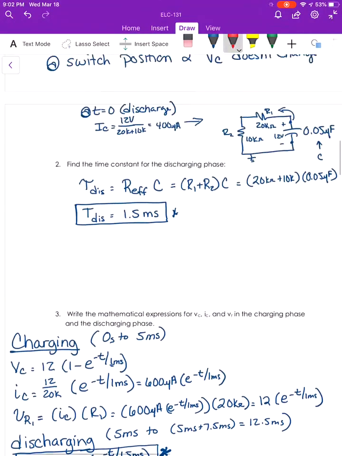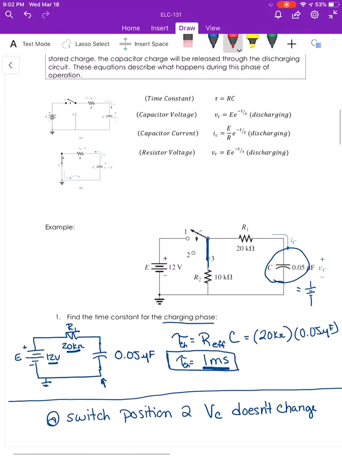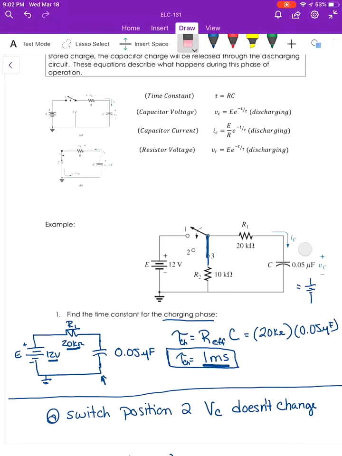Let's look at that. In the charging phase, notice what's going on. Okay, so in the charging phase, when we're in switch position 1, our voltage source is determining the direction of the current, which is leaving the positive terminal and returning back to the negative. And this is going to charge up to that 12 volts if we allow it to charge all the way up.